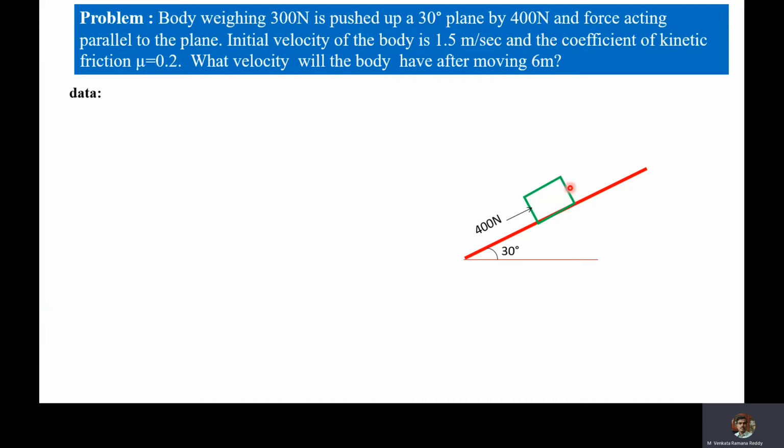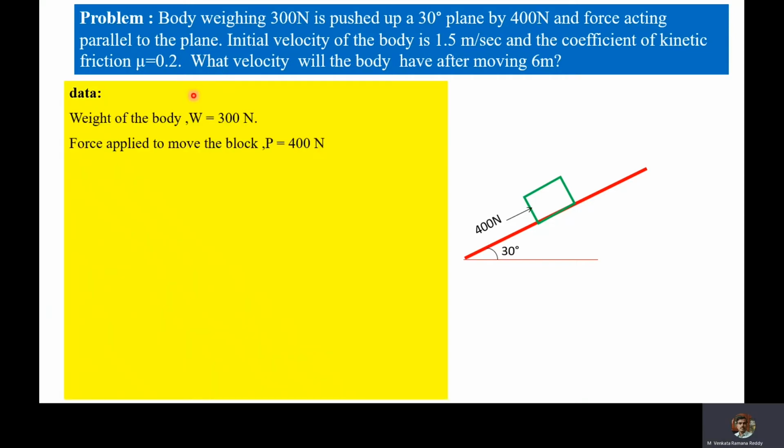Here, this is the body. The body is pushed by a force of 400 newtons and the inclination is 30 degrees to the horizontal, and the weight of the body is 300 newtons. Initial velocity is 1.5 meter per second and we have to find the final velocity. The coefficient of friction is given in the problem, that is 0.2. Now we'll write the data.